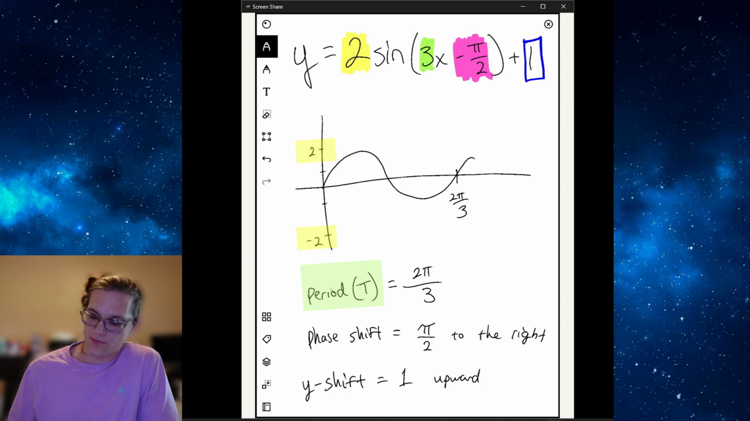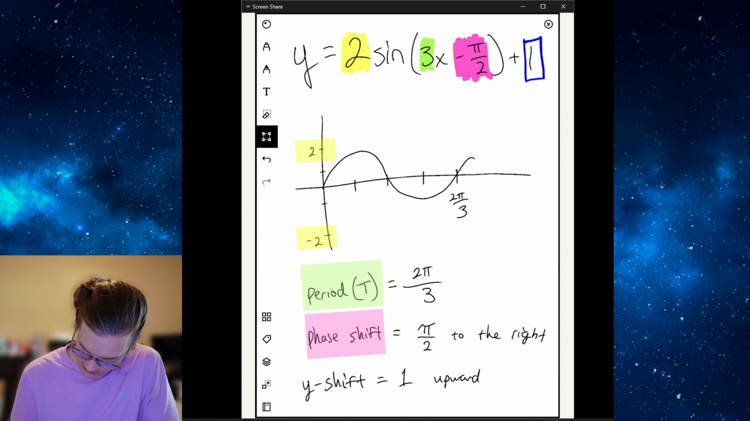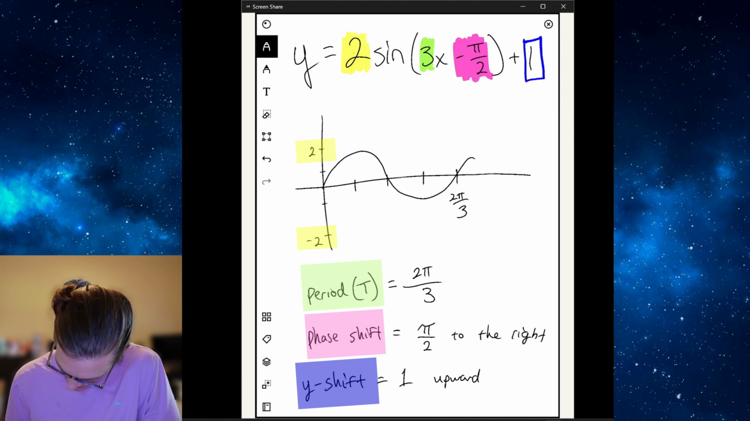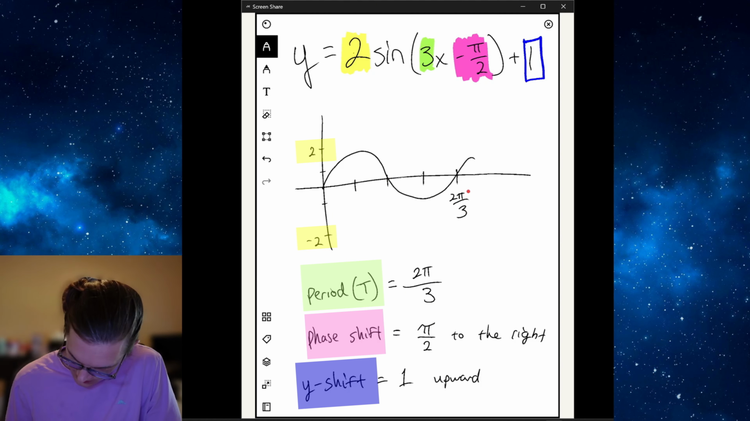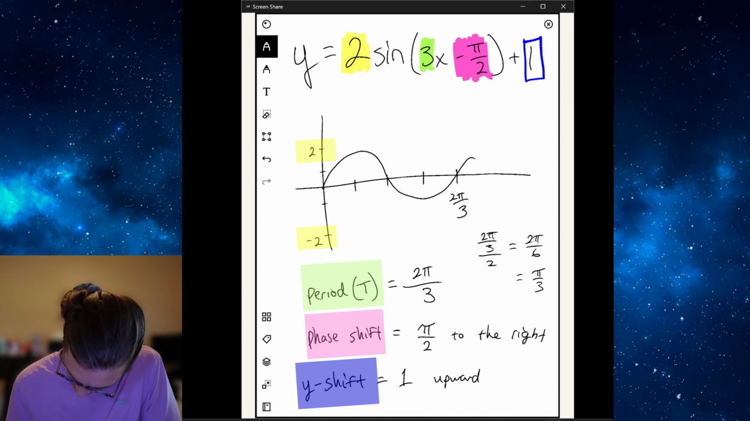In your class, they'll probably make you do the math and say, okay, so what's this, and what's this, and what's this? Break it into quarters, and we can do that. But first, we'll say, also, it's shifted to the right, pi over 2. So if this is 0 here and this is 2 pi over 3, halfway between that is going to be dividing this by 2. So I'm going to say 2 pi over 3 over 2 equals 2 pi over 6 or pi over 3. So that's how I know what this is.